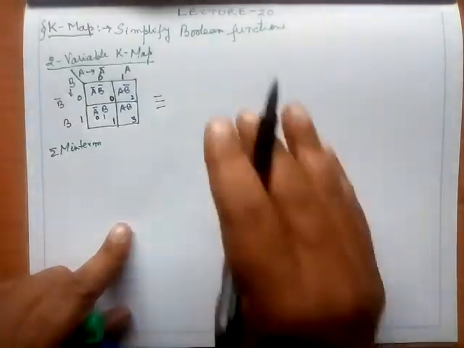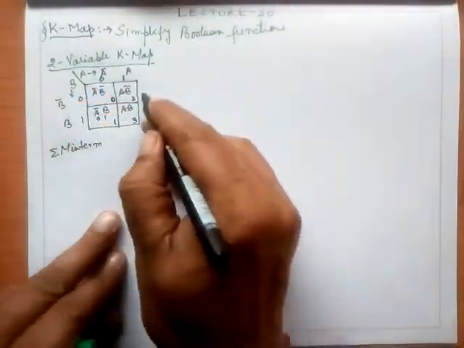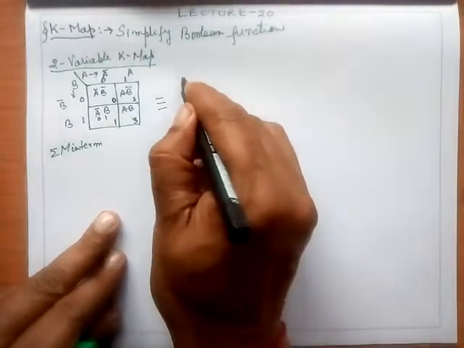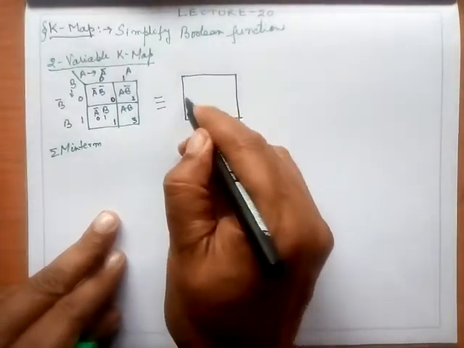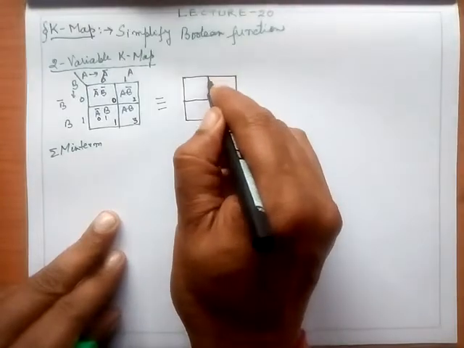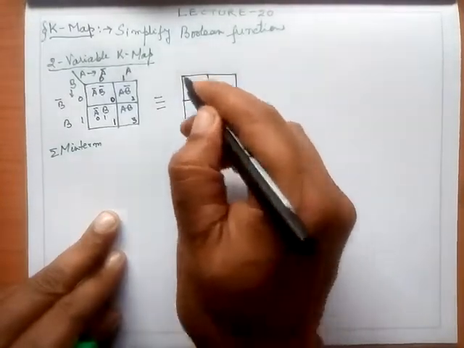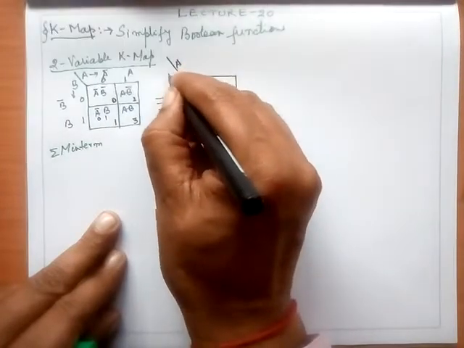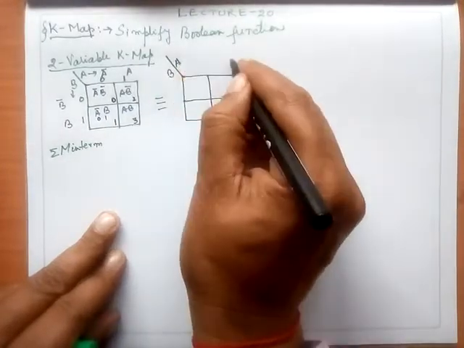How do we draw this? We don't draw all these things while solving the problem. We simply frame a K-map here, divide it into 2 to the power n number of cells. On one side, I write A. On this side, I am writing B. Means this is representing B, this is representing A.